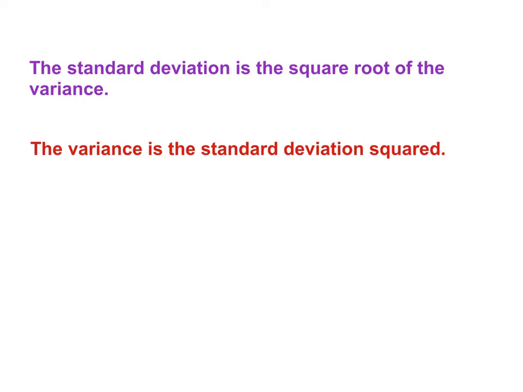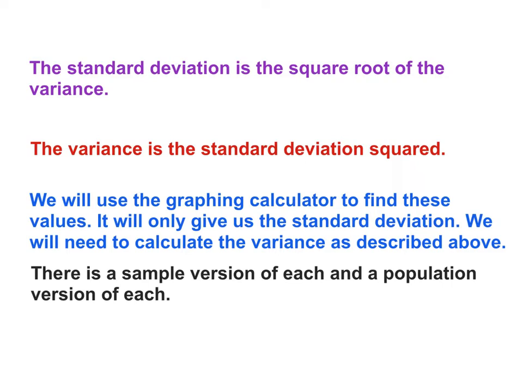When we do this, we're not going to do it by hand, we're going to have our calculator do it. Our calculator will find the standard deviation. I'm going to show you how to find the standard deviation using your calculator. You will need to find the variance from the standard deviation. Okay, and that's what it says. We're going to use the graphing calculator to find the values. It will give us the standard deviation. We will then square that to get the variance.